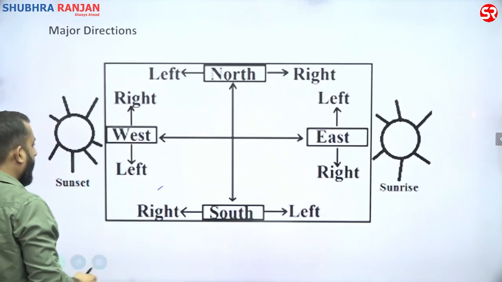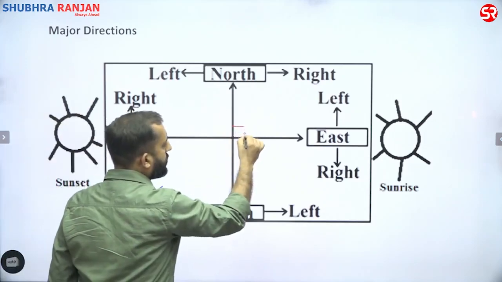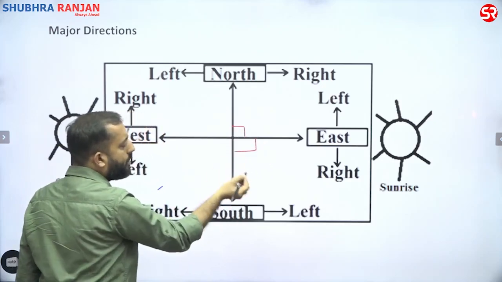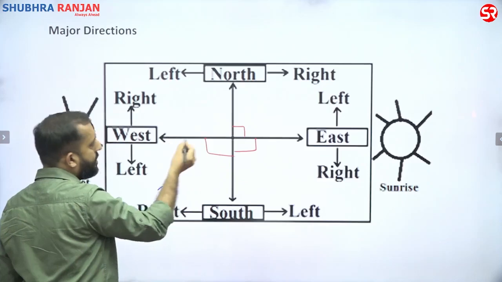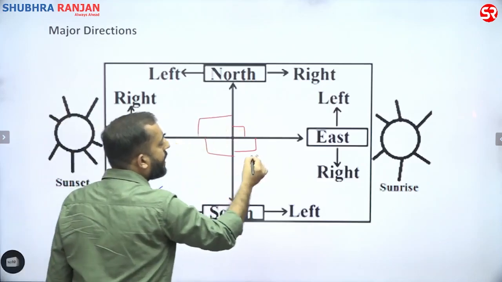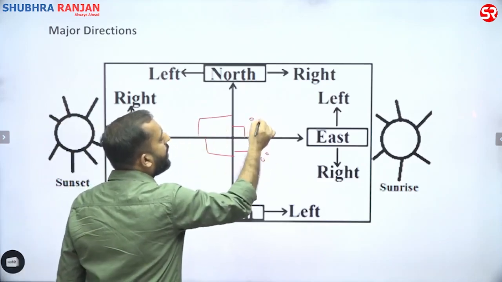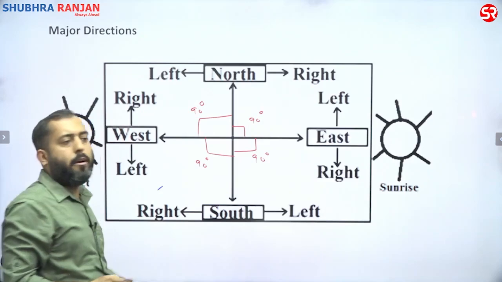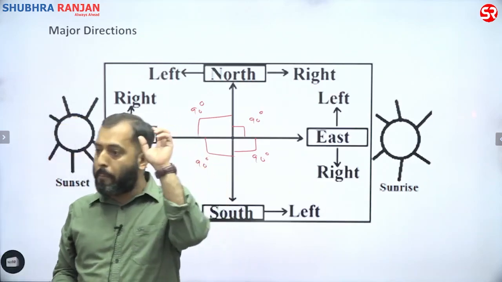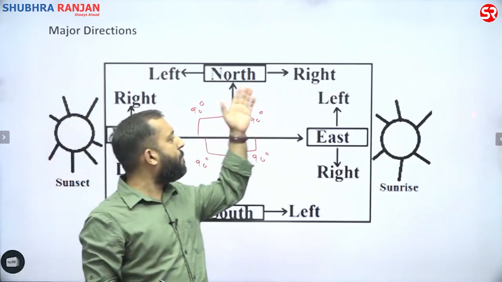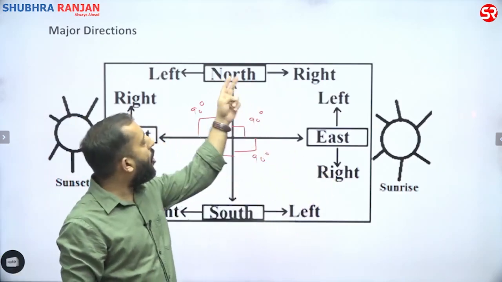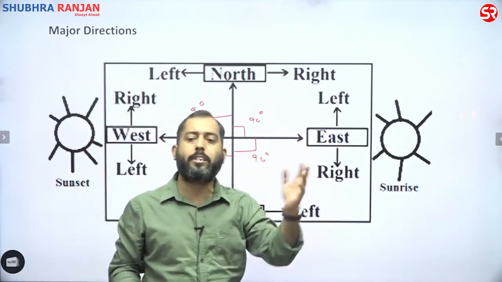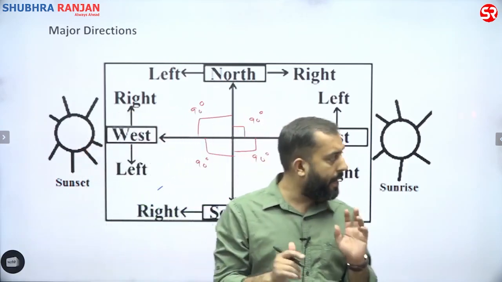What about the angle between north and east? 90 degrees. Between east and south, 90 degrees. Between south and west, 90 degrees. All these angles are 90 degrees. So I can say the angle between adjacent major directions, like north and east, which are adjacent major directions, is 90 degrees, right? Okay.